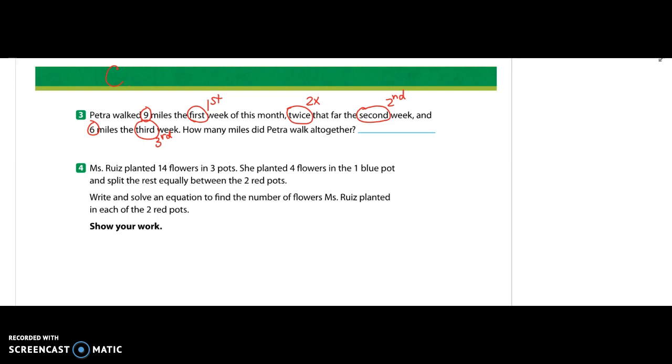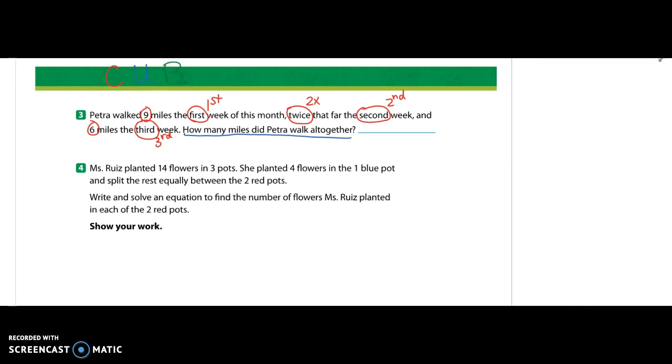The next letter of my strategy is U. Underline the question, or the problem you're going to solve. How many miles did Petra walk altogether? So I've underlined that. The B stands for box keywords.